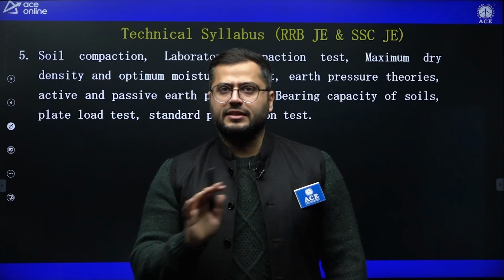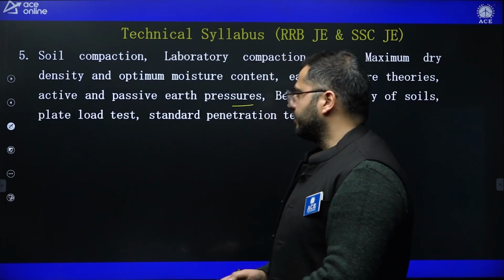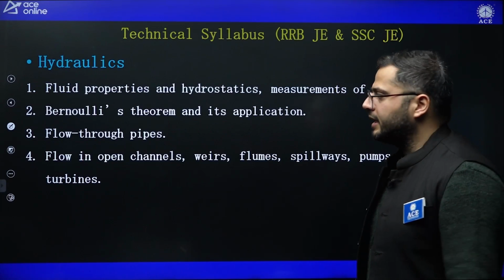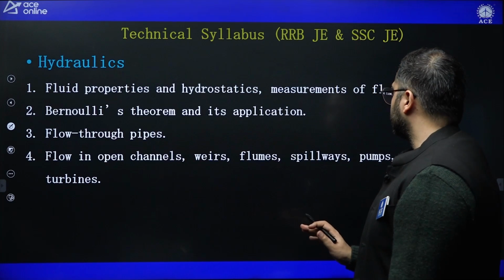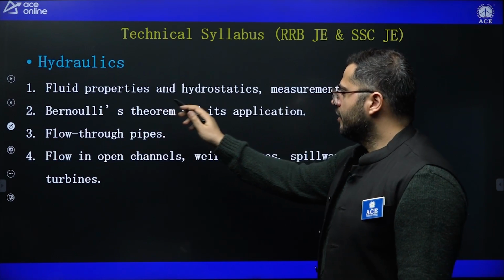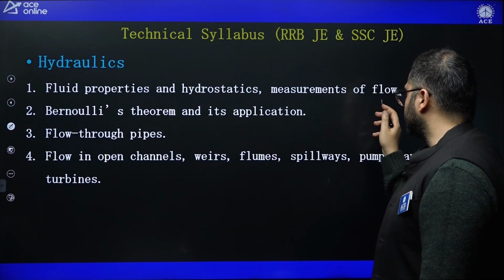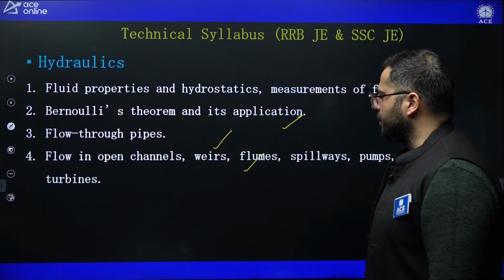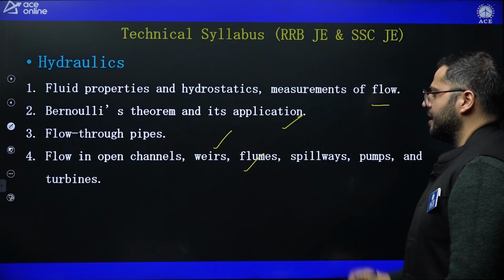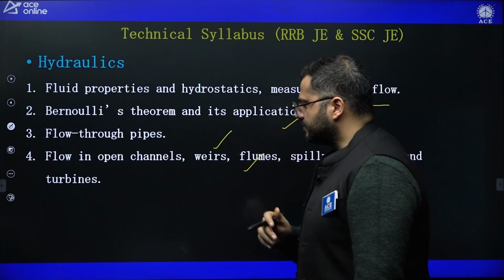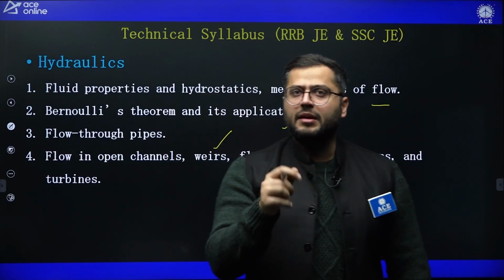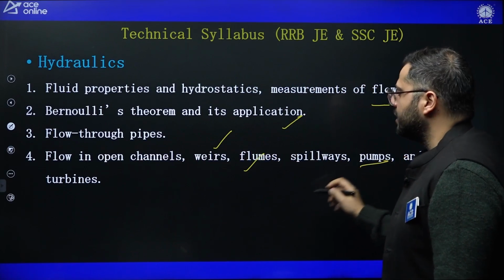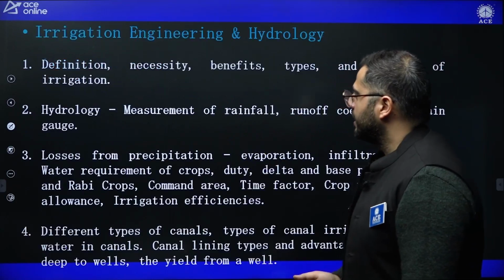So approximately it is the same, but the language in the syllabus can be kind of different. Hydraulics, again, it is the same, right? Nothing extra is mentioned in the RRB JE syllabus. It is entirely the same for SSC JE and RRB JE. Fluid properties, hydrostatics, measurement of flow, Bernoulli's theorem, application, flow through pipes, flow in open channels, weirs, flumes, spillways, pumps and turbines. Hydraulic machines is separately mentioned in the RRB JE syllabus, but in the SSC JE syllabus they have mentioned pumps and turbines, so obviously it is the same.